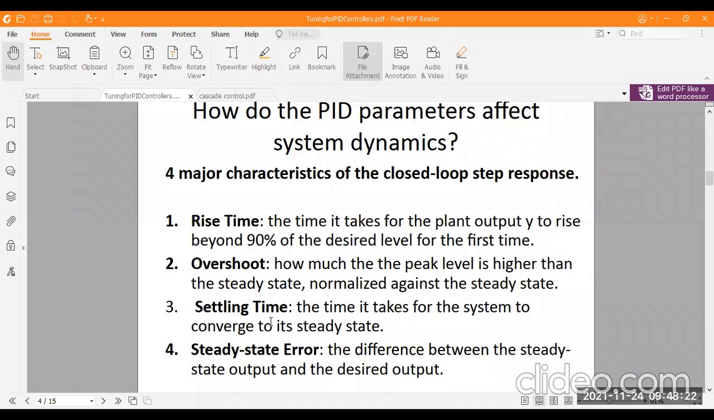Next, overshoot. Anyone, please tell me, what is overshoot? Sir, variation of the voltage, sir, variation of the signal from the steady state values. Yes, or any others?